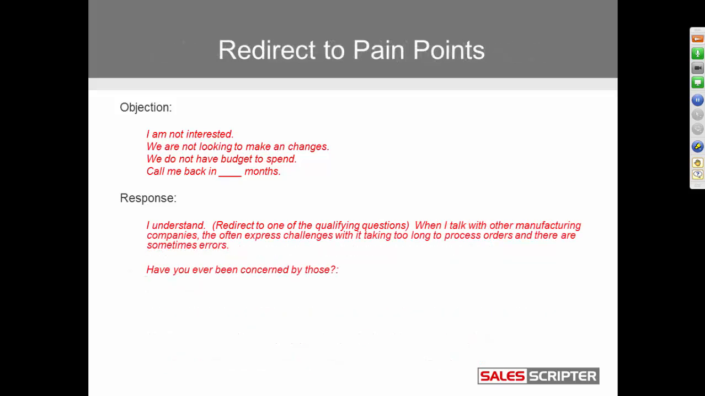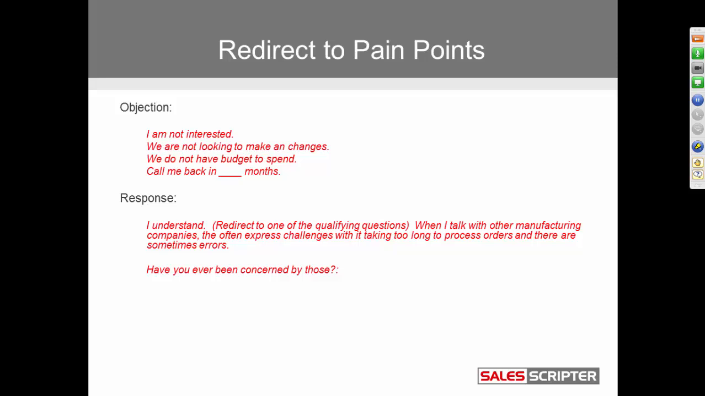You can also redirect to common pain points. So if we look at those exact same objections, another direction to go is to say something like, oh yeah, I understand, Bob, but listen, when I actually talk with other manufacturing companies, they often express challenges with it taking too long to process orders, and that there are sometimes errors in their orders. Do you ever see any of that, or can you relate to any of that? Are you concerned by any of those?